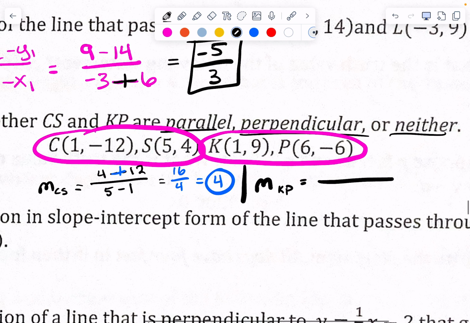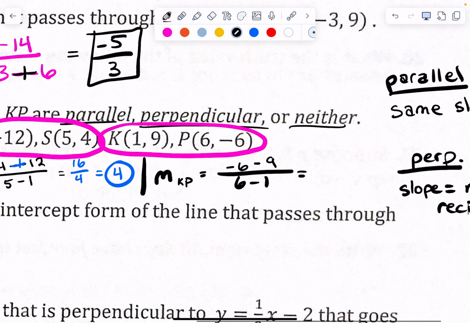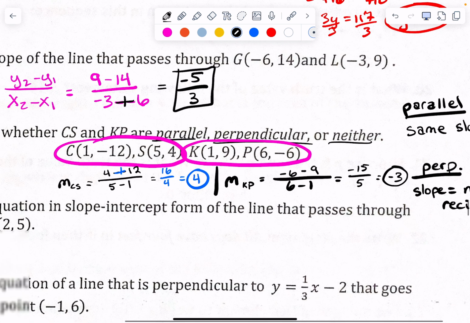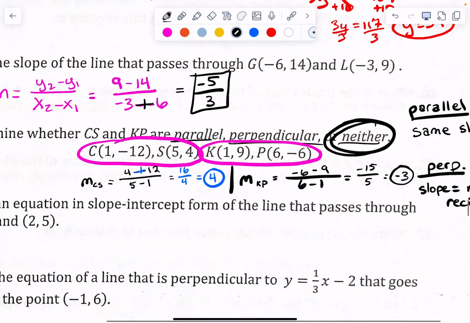Okay, y2, negative 6 minus 9 over 6 minus 1. What's negative 6 minus 9? Negative 15 over 5, which is negative 3. So these lines are neither perpendicular nor parallel.